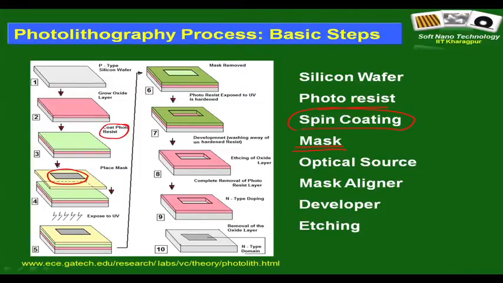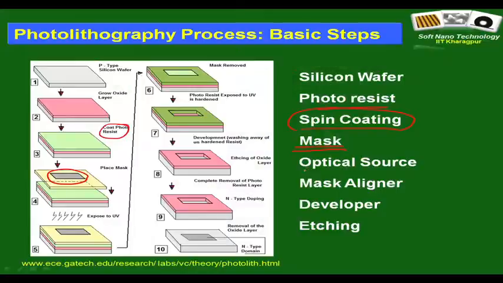So, this is the mask. Let us say in this particular figure, the area that is gray will not allow the light to pass, and the other areas will allow the light to pass. It can be the other way around also; it does not really matter. And once you place the mask, of course, the immediate next thing you are going to do is the UV exposure, and that is where you need your optical source.